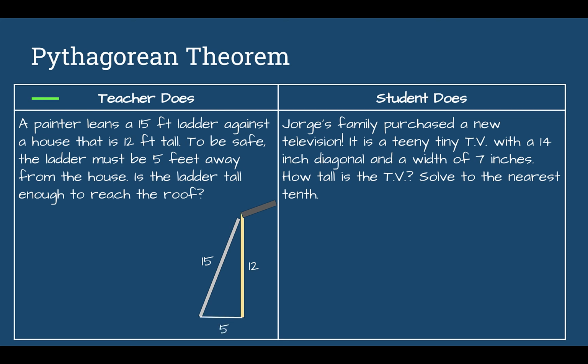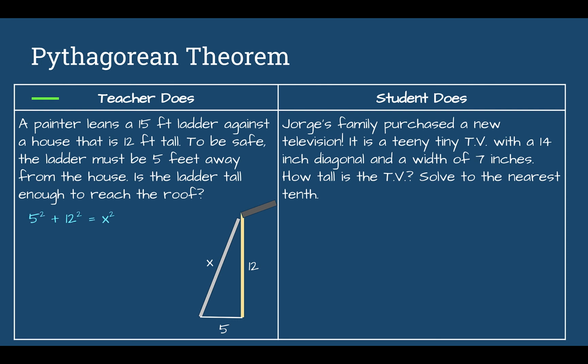The ladder must be 5 feet, but I want to know if 15 feet is actually long enough to get to the roof. So I'm going to pretend that I don't know the ladder is 15 feet and see what value of x would take me to exactly the roof. If that distance is more than 15, then my ladder wouldn't be long enough. If it's less than 15, then my ladder would be tall enough to get to the roof. So let's solve for x.